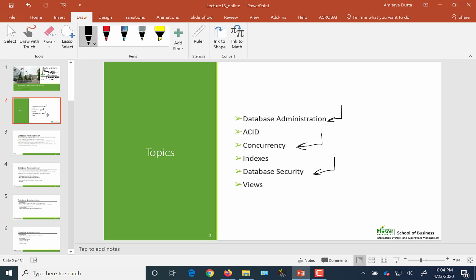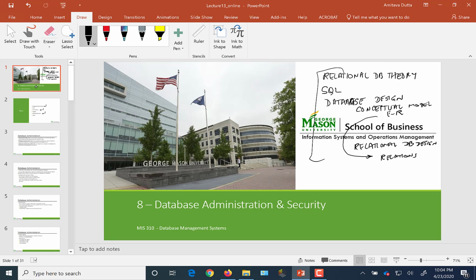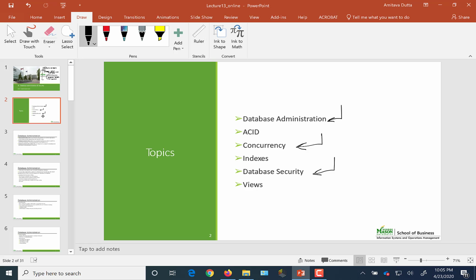So we'll start with database administration. If you think back to the topics that we have covered so far, with the exception of SQL, most of it has to do with extracting information from a database. You can also create databases using SQL. Of course, we've seen that, the data definition language.